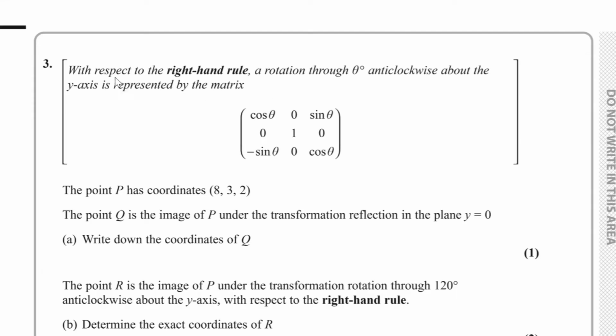Question number 3. With respect to the right-hand rule, a rotation through theta degrees anticlockwise about the y-axis is represented by this matrix here: cos theta, 0, sin theta, 0, 1, 0, minus sin theta, 0, cos theta. We've got the point P with coordinates 8, 3, 2, and the point Q is the image of P under the transformation reflection in the plane y equals 0. And for part A, we have to write down the coordinates of Q.